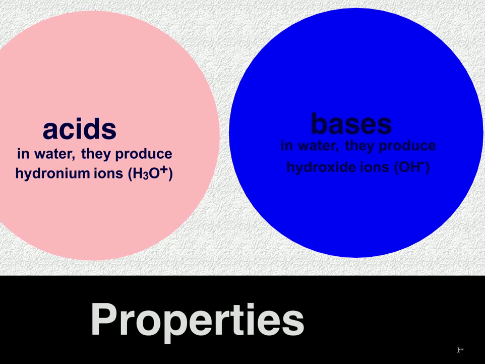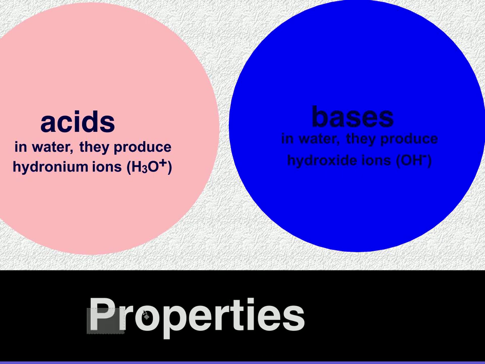Now, acids produce hydronium ions, H3O plus ions, in water. Bases actually produce hydroxide ions, OH negative. That is the chemical definition of them. So let's look at some properties.